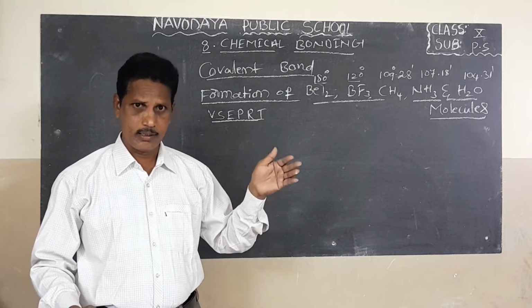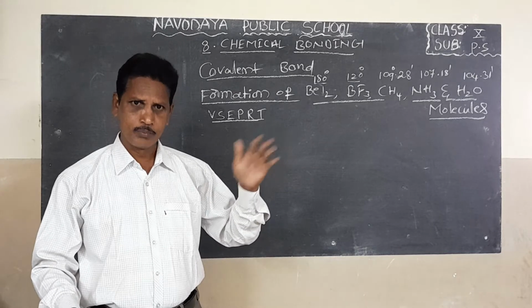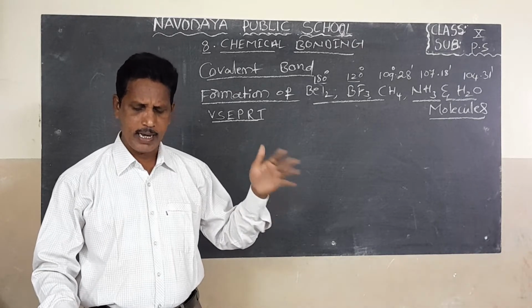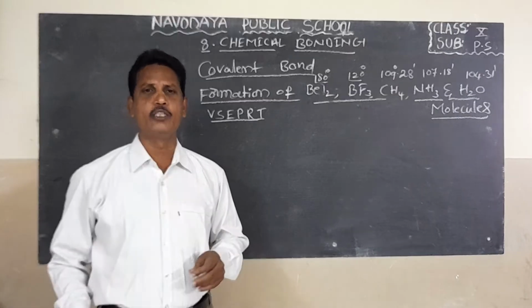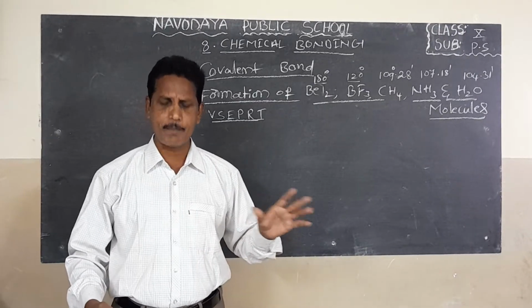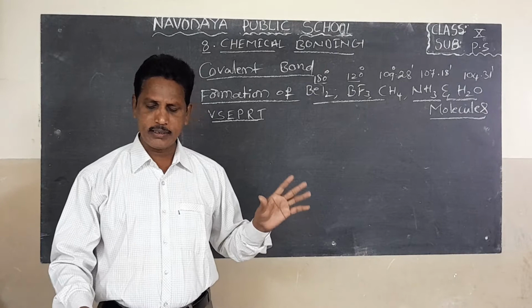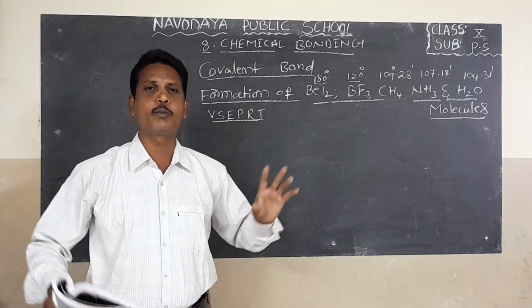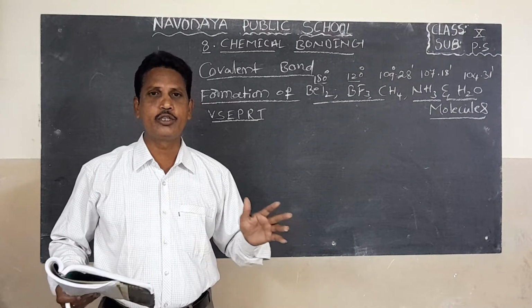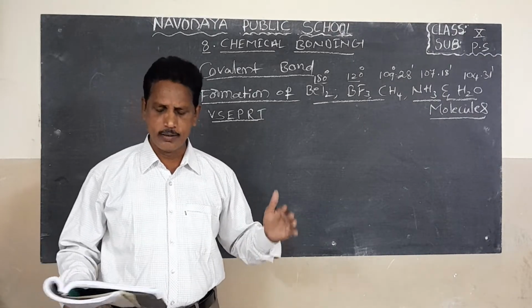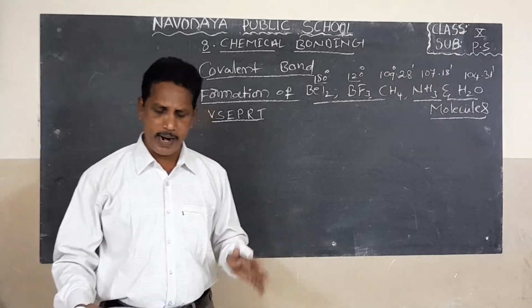Next, the lone pair and bond pair electrons repel one another and stay as far apart as possible. This is the reason why molecules get their specified shapes.